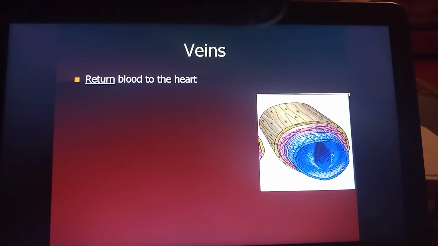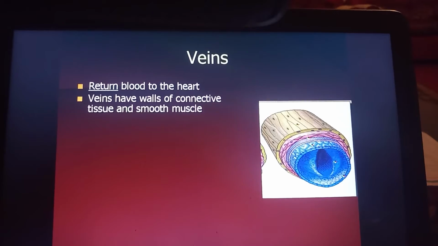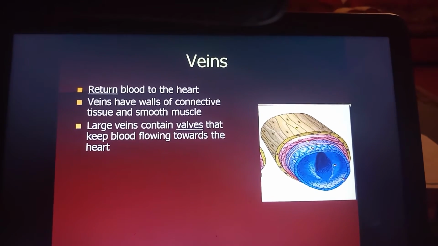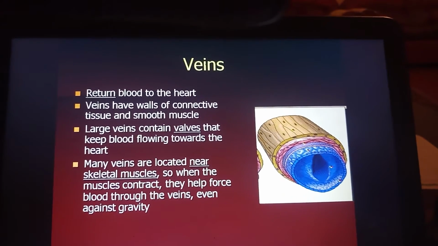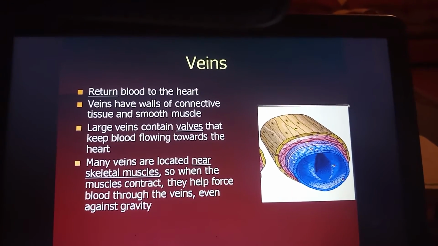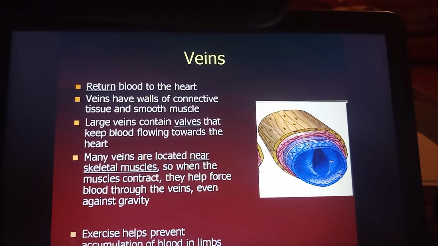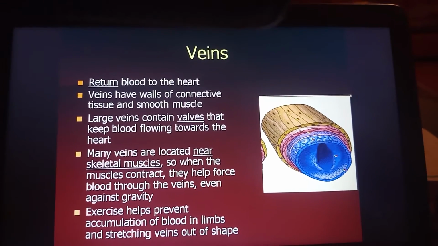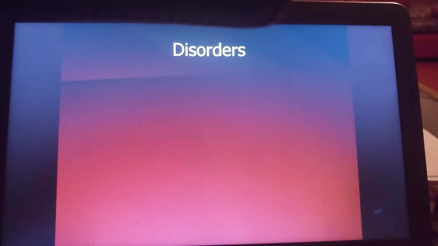Then we have the veins where they return blood to the heart. Veins have walls of connective tissue and smooth muscles. They have walls that keep blood flowing towards the heart. Many veins are located near skeletal muscles, so when the muscle contracts, they help force blood through the veins even against gravity. Exercise helps prevent accumulation of blood in limbs and stretching veins out of the shape.